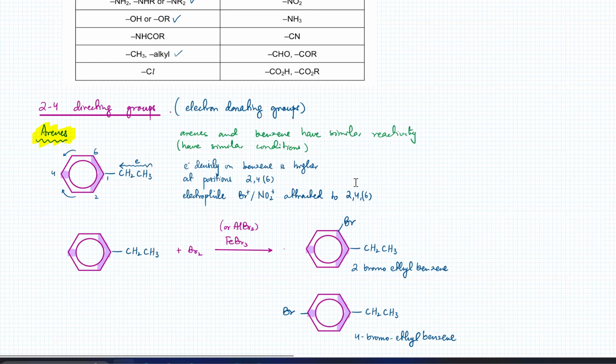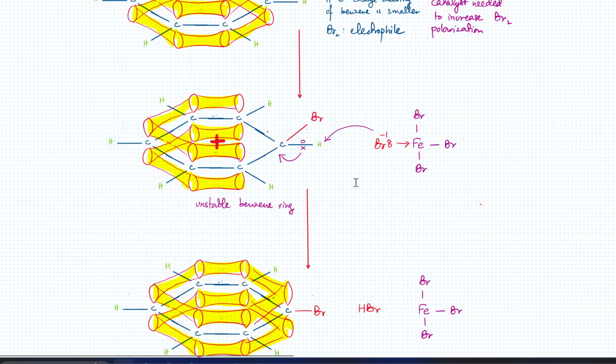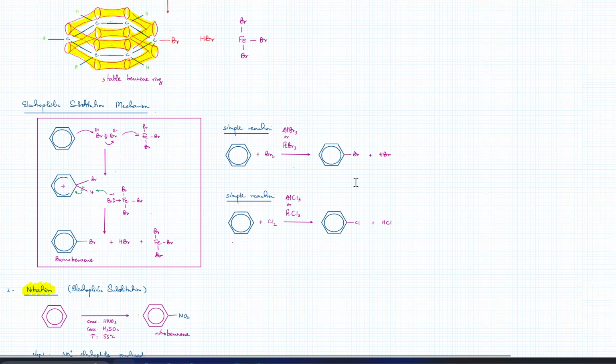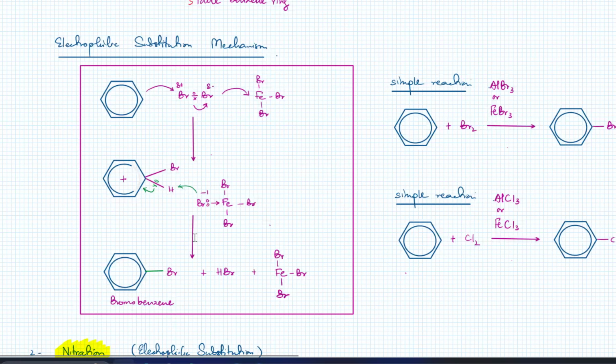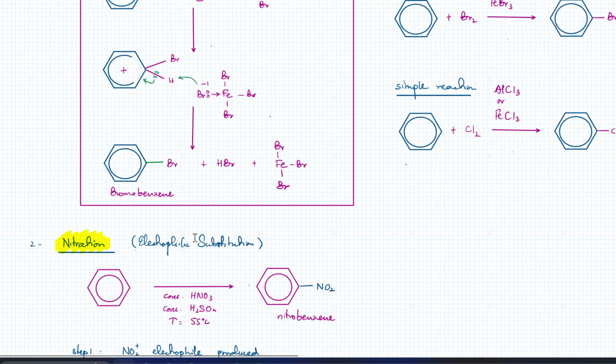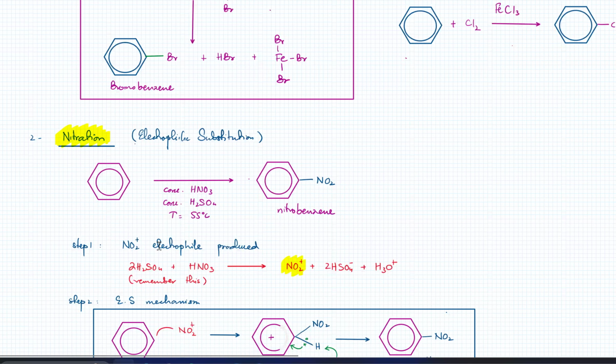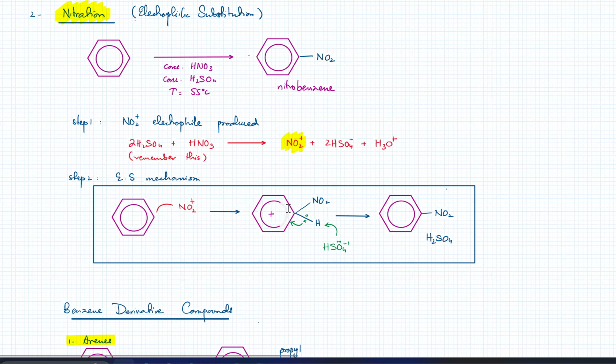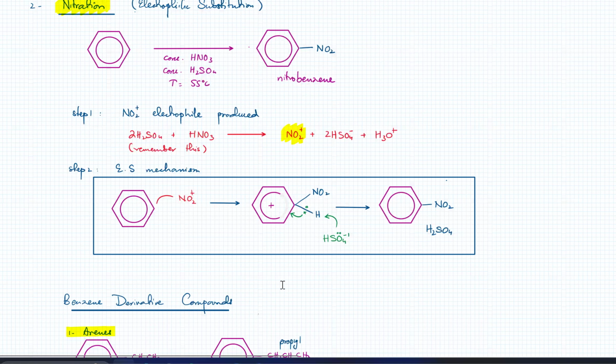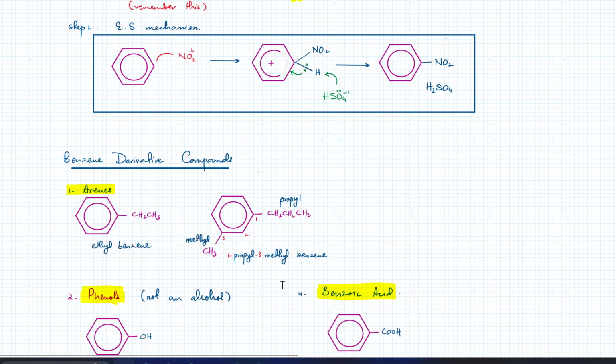So what we did was, starting with the first thing, you had electrophilic substitution, right? You had bromination and you had nitration, okay? Benzene and the NO2, the electrophile will get attached, okay? That's electrophilic substitution. And then you had benzene derivative compounds.